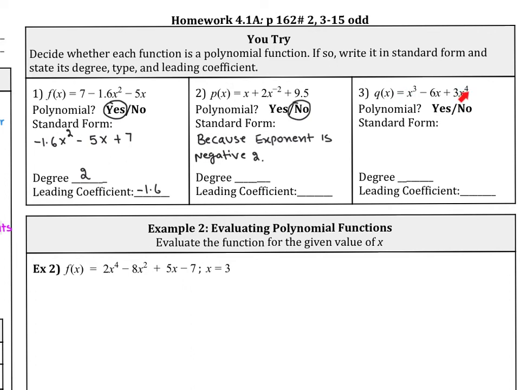If the exponents are whole numbers and the coefficients are real numbers, then yes, this is a polynomial. And it's not in standard form, so we're going to write it in standard form by writing the highest exponent in the front, and then the next lowest, and then the lowest. The type of this polynomial is quartic, the degree is 4, and the leading coefficient is going to be 3.